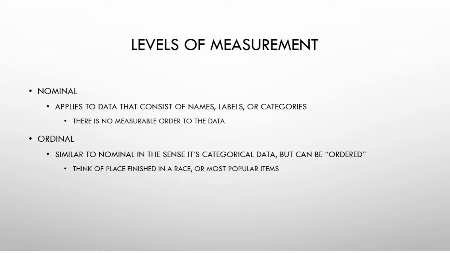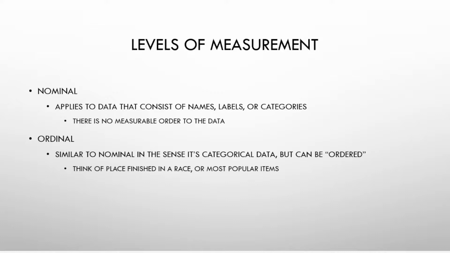Now, nominal makes a lot more sense once we consider what ordinal is. Ordinal is similar to nominal in the sense that it's categorical data, but it can be, quote-unquote, ordered. Both of these deal solely with categorical data. So anytime we have data that's non-numeric, where we can't find the mean, it's going to be either nominal or ordinal. The difference with ordinal is that we can rank things.